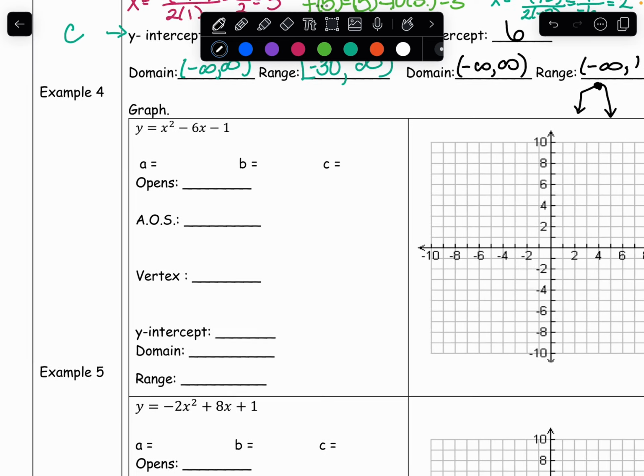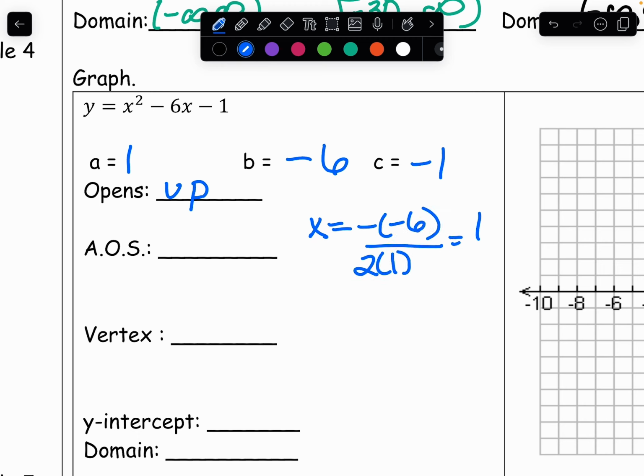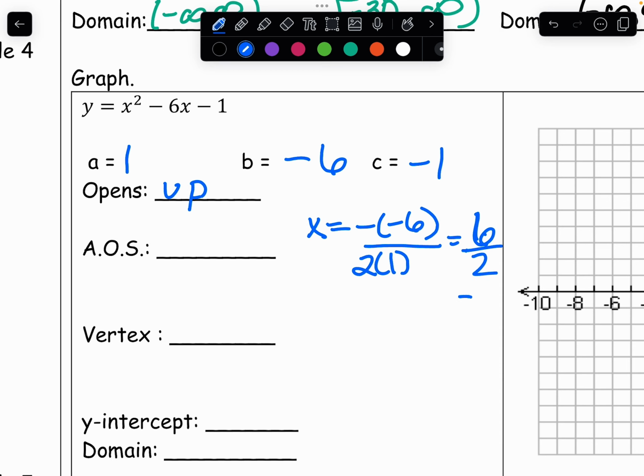So much information. It's just a lot of repeat. Here we go. So a is 1, b is negative 6, c is negative 1. It opens up because a is positive. Our axis of symmetry, x equals negative b all over 2a. So we get positive 6 over 2, which is 3. And so our axis of symmetry is x equals 3.